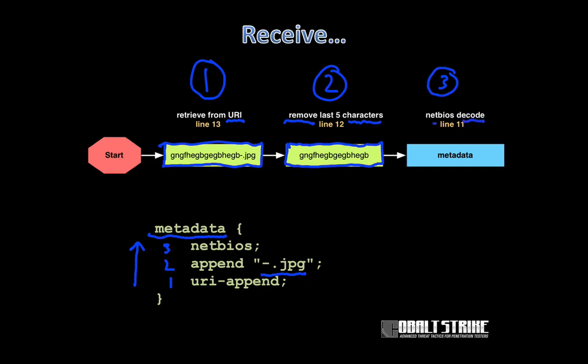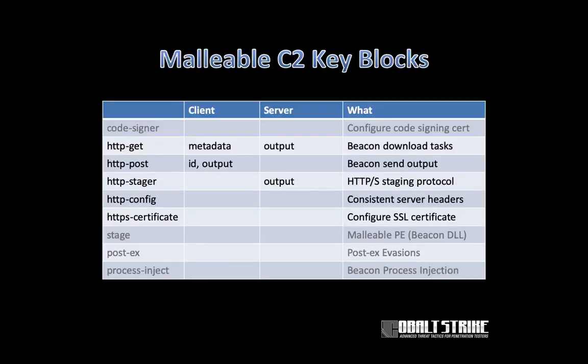So we're just going to do a NetBIOS decode, and we end up with the metadata. And that's how a data transform works to recover data. Let's walk through some key Malleable C2 blocks.